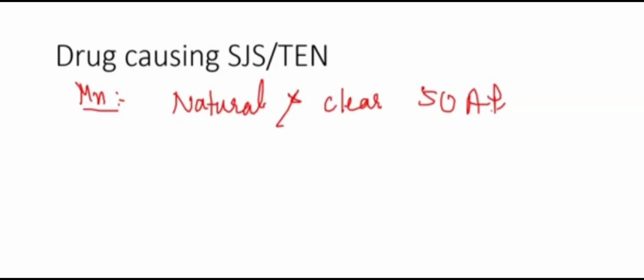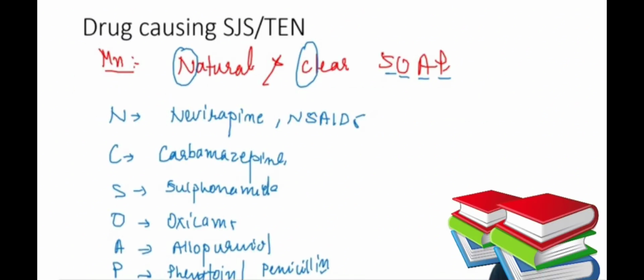Drugs causing SJS or TEN, the mnemonic is NATURAL and CLEAR SOAP. NATURAL for nevirapine and NSAIDs, CLEAR for carbamazepine. S stands for sulfonamide, O for oxicams, A stands for allopurinol, and P for phenytoin or penicillins. So natural and clear soap is for your SJS and TEN.